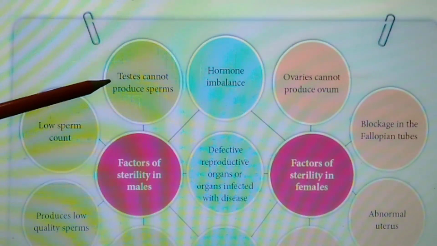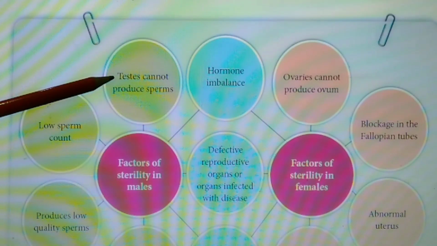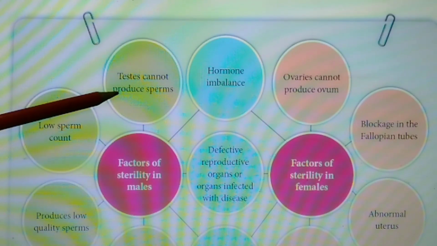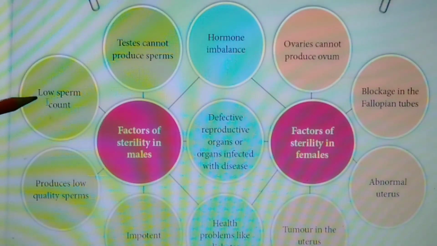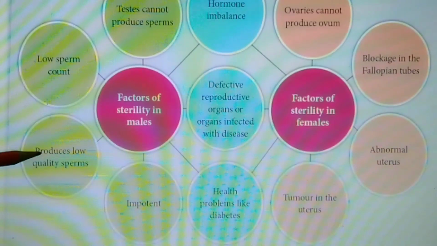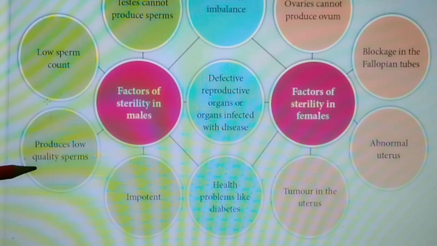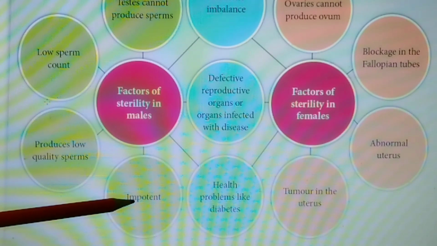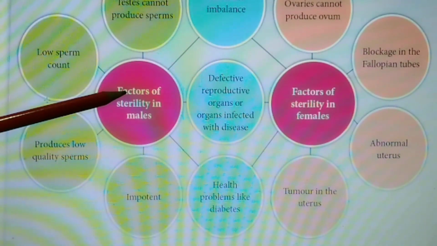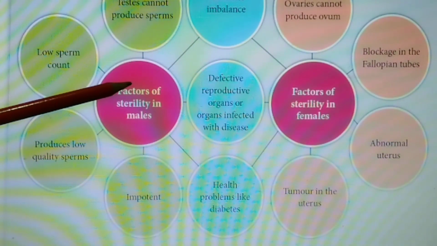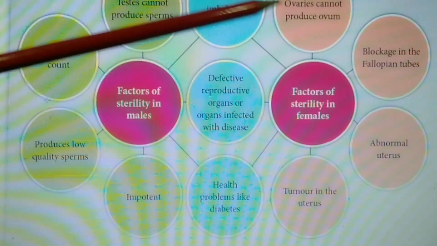The first one is testes cannot produce sperm. Second is low sperm count. Third, produces low quality sperms. So these are several factors that can cause sterility in males.